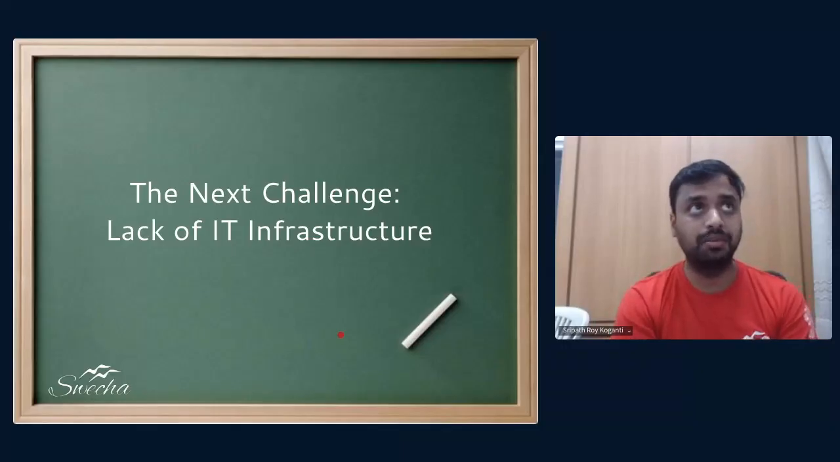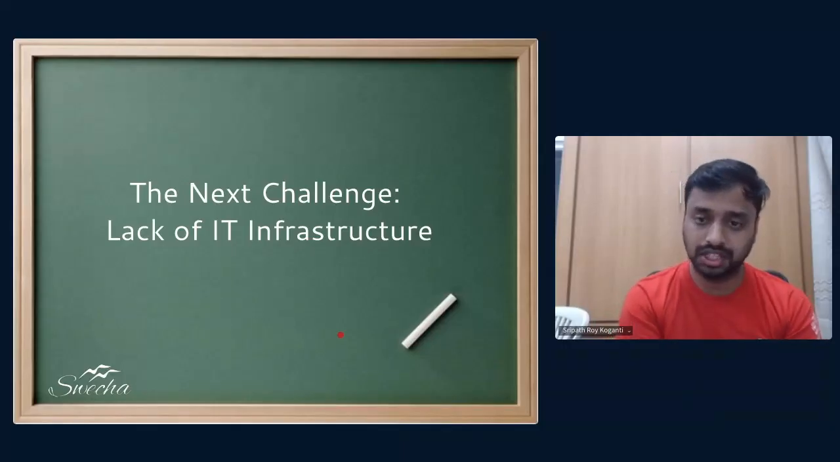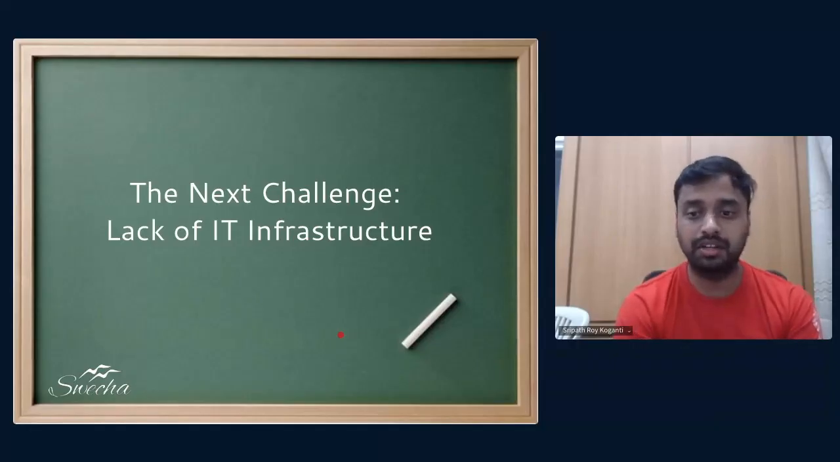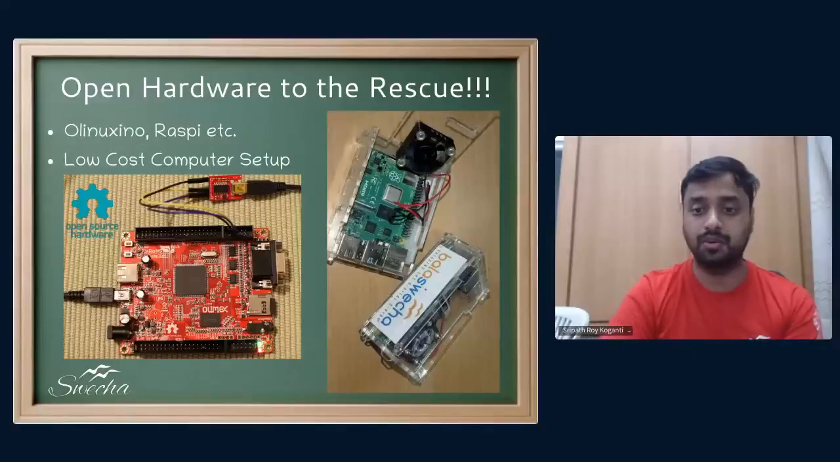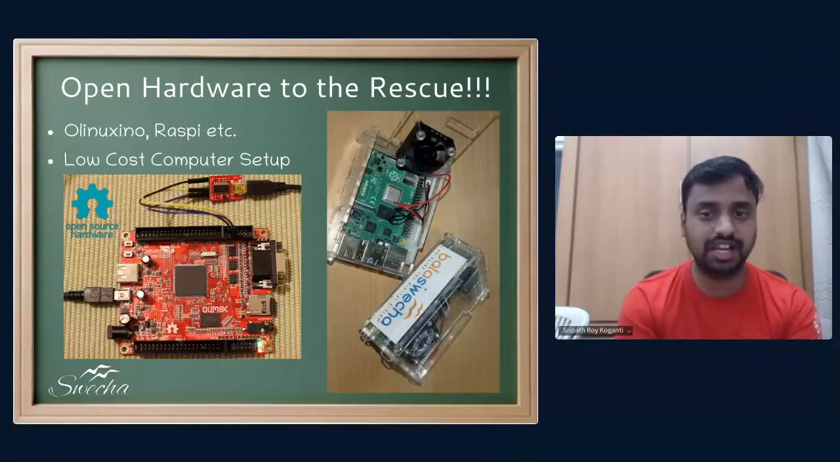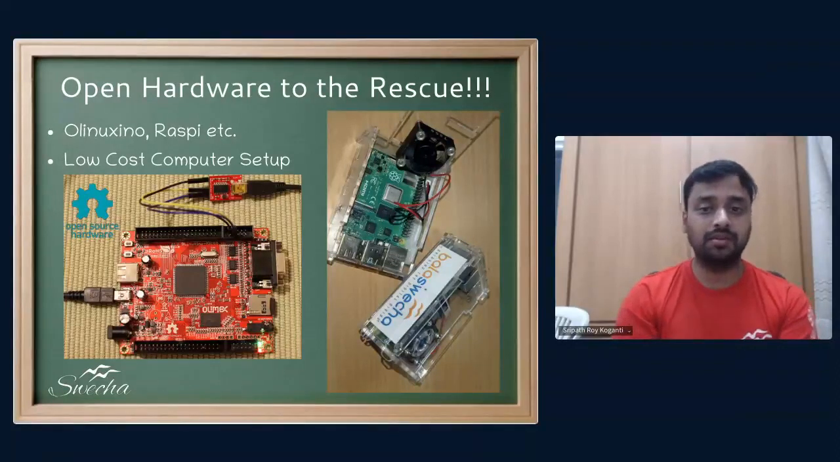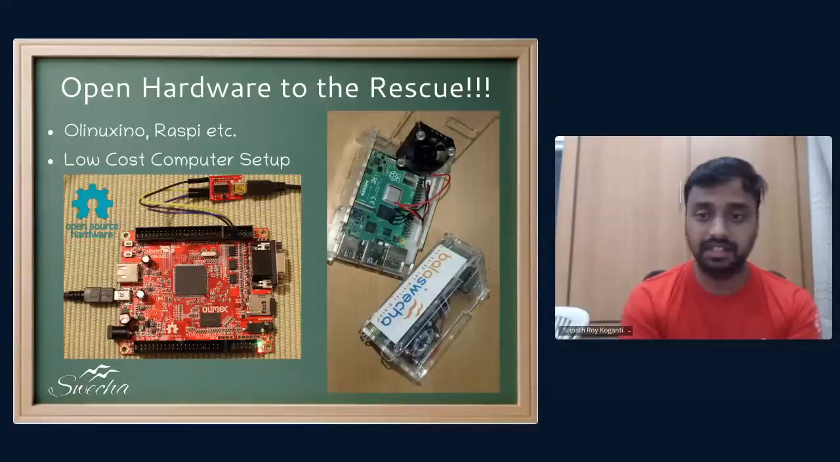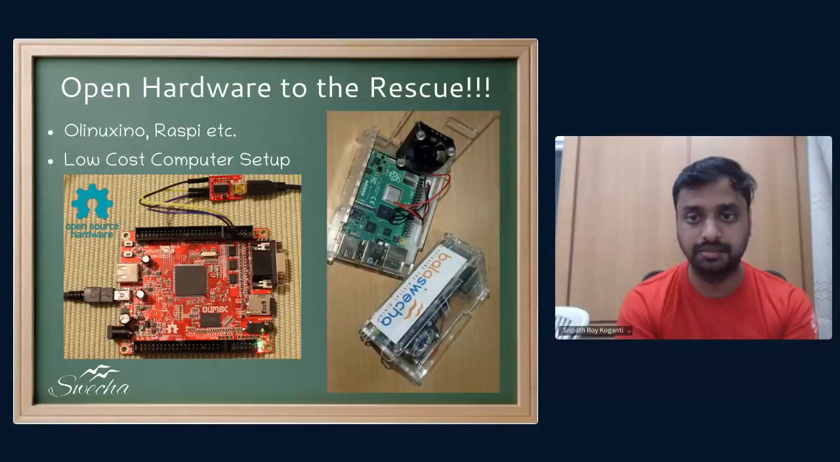Now, building just a software doesn't do the thing. That's where we thought, why not build IT infrastructure? Why don't we build a computer? Why can't we make simpler computers out of hardware? That is where open hardware came to the rescue. There is fully open hardware, Linux, and there is Raspberry Pi, and there are many single board computers available where we can just install a basic GNU/Linux operating system, or else we can bundle Bala Swecha to it, and we can run it as a computer.